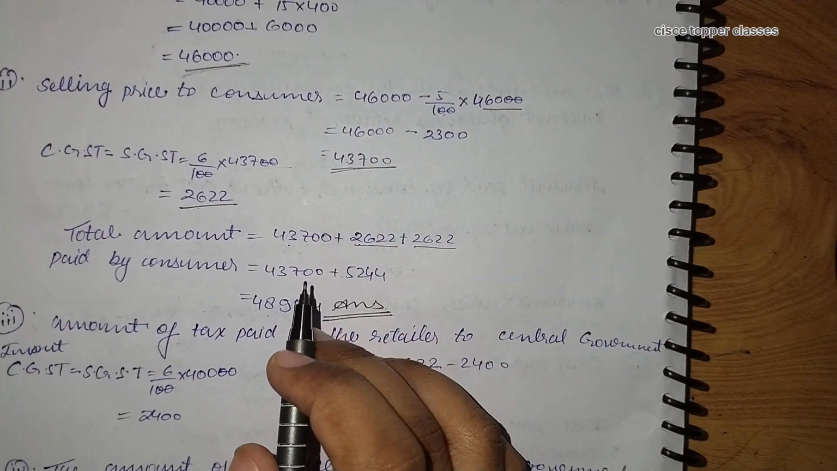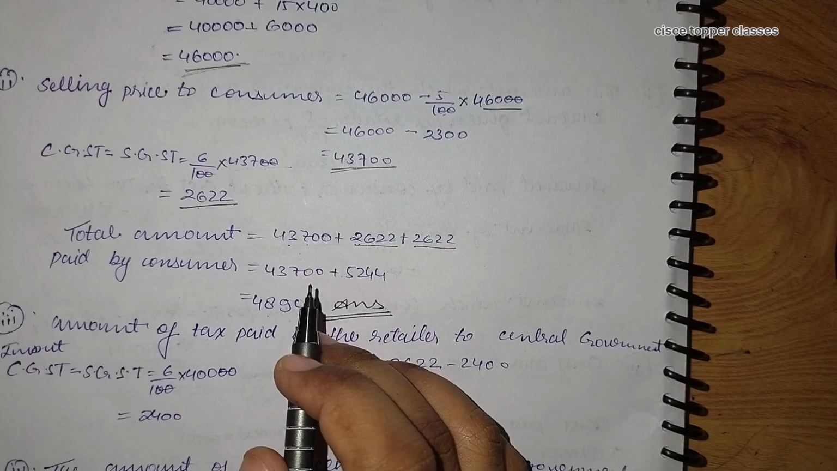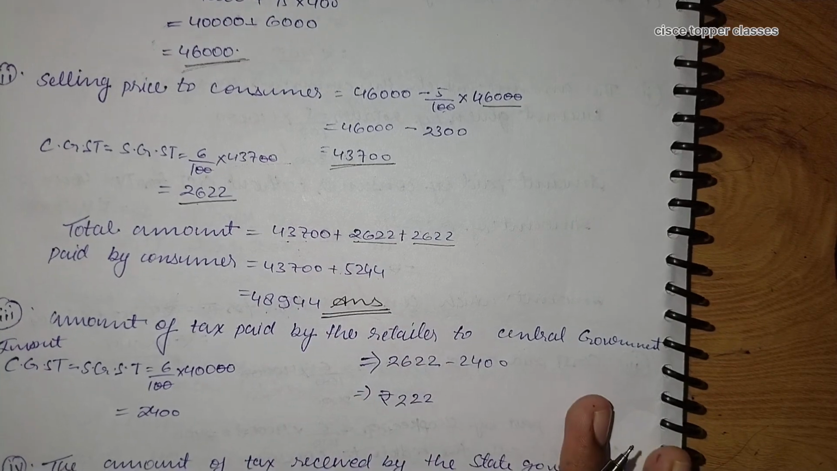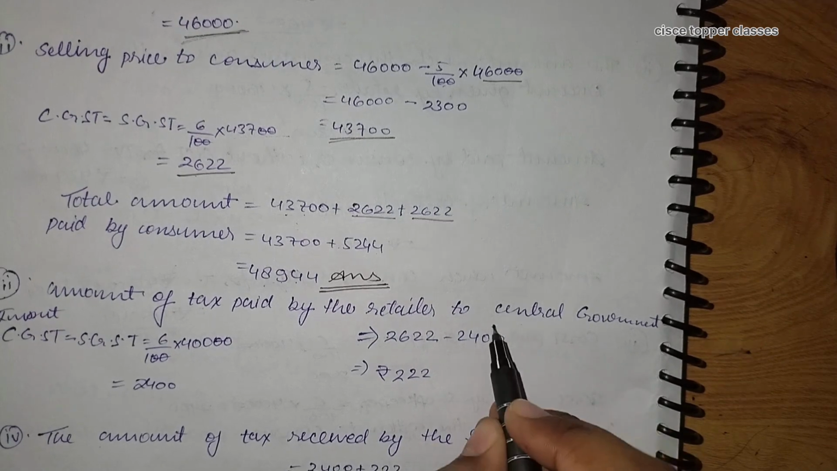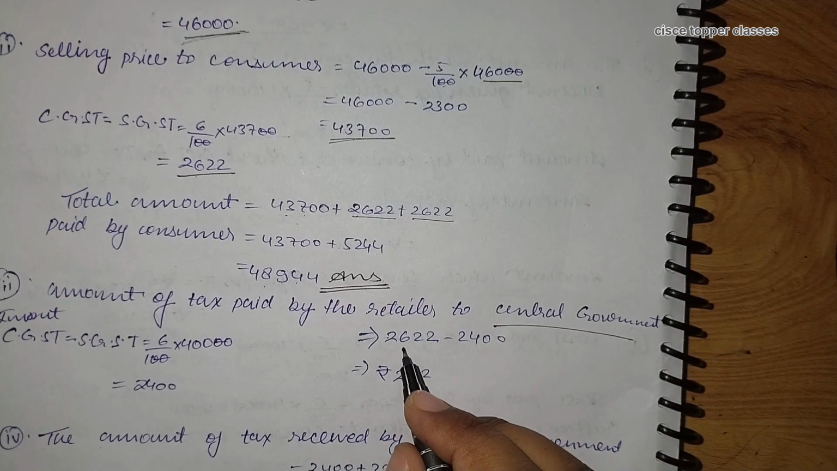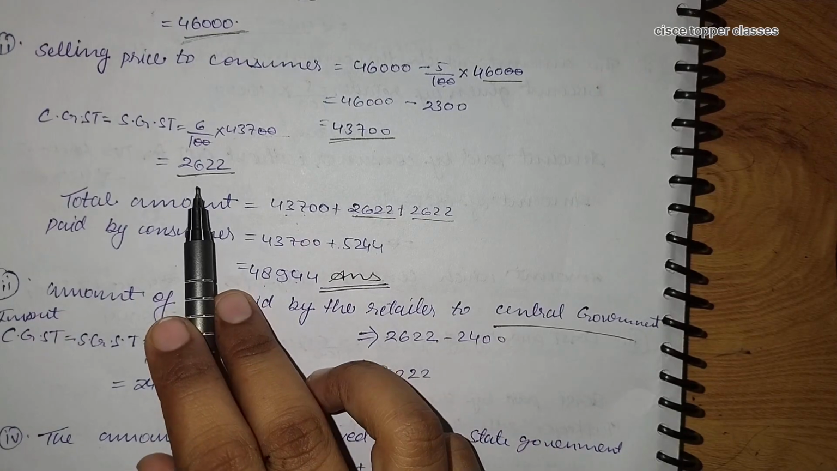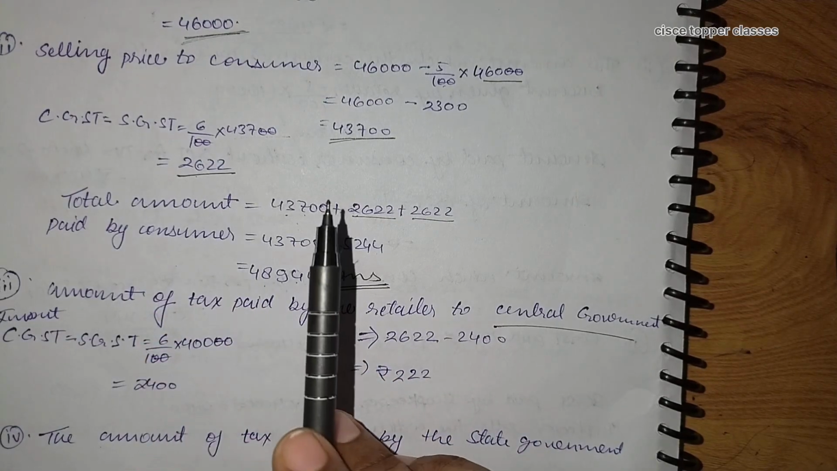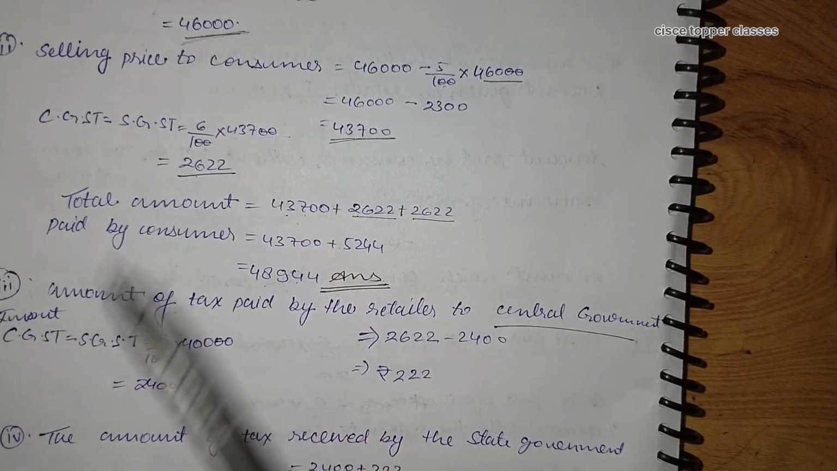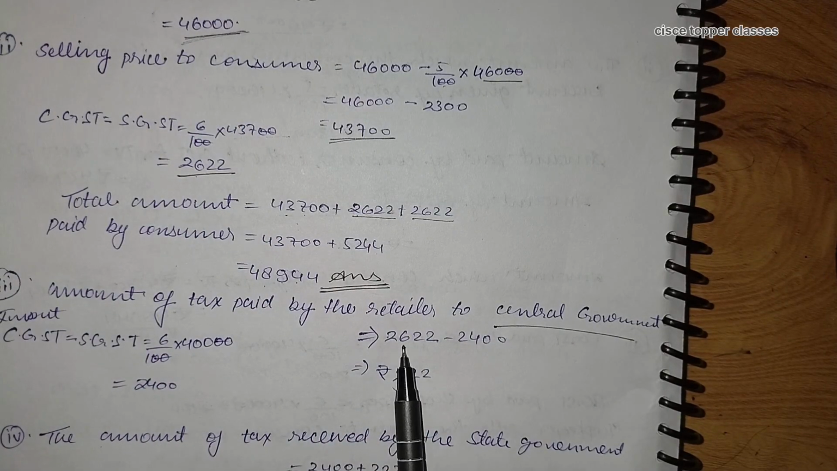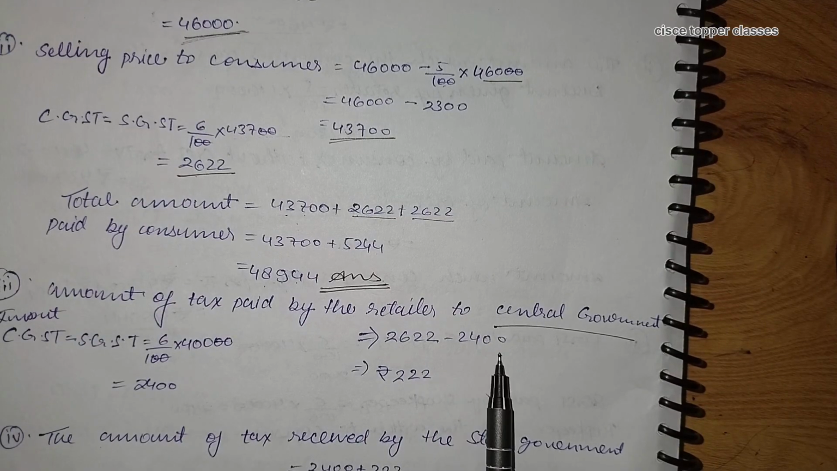Now the third part is asked. We have to find the amount of tax paid by the retailer to the central government. This will be the output minus input CGST and SGST. So CGST we have to find. This will be 2622 as the output CGST, and the input CGST, if we see, we have to find on 40,000. So this is 2400 on calculating. So 2622 minus 2400 will be 222 here.